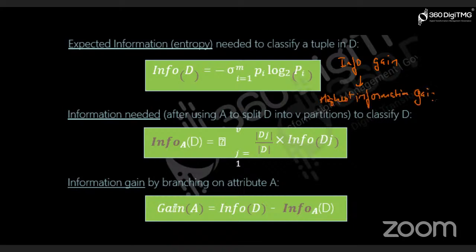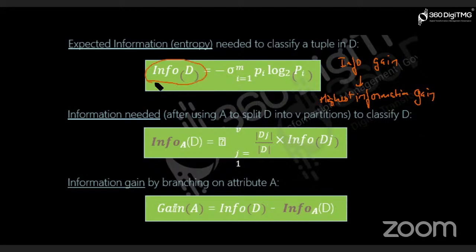Whichever attribute is giving us the highest information gain, we take that as the root node. What this means is that we are trying to capture the most possible information and we are going after that. For that, we use entropy. Entropy measures how much loss there is. So we take entropy and use this formula.